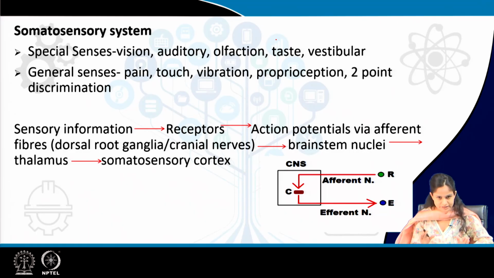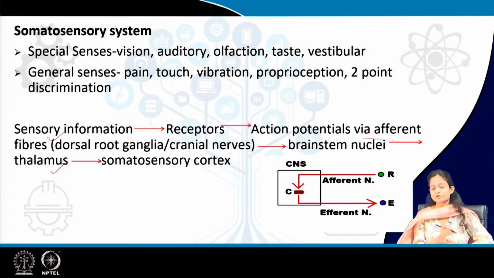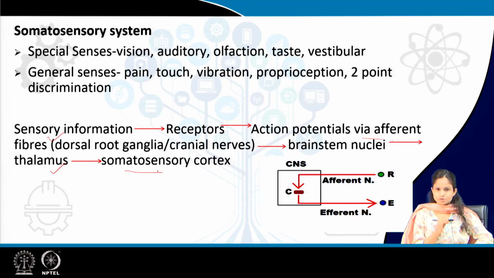Whatever sensory information we receive, they are received at the level of receptors. Now from receptors, they travel via afferent fibers to the dorsal root ganglion, which I had already discussed in the spinal cord. From there, they move on to the brainstem nuclei, then thalamus and finally the somatosensory cortex, that is the postcentral gyrus. So this is the main pathway which you should remember.